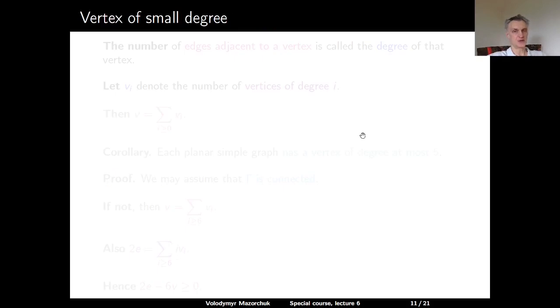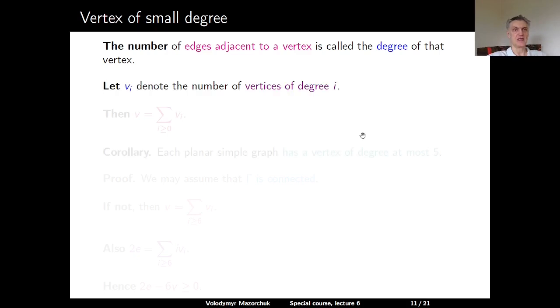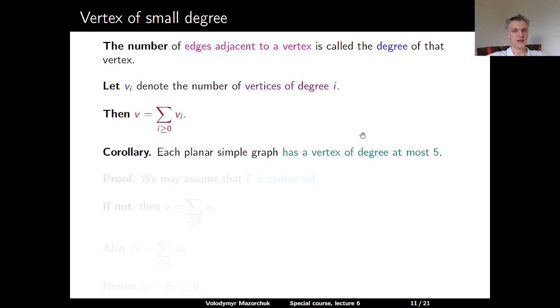Here is another interesting consequence from Euler's formula. It guarantees existence of some vertices of small degree. So the number of edges adjacent to some vertex is called the degree of that vertex. So let Vi denote the number of vertices of degree i. Then of course V is the sum over all i from 0 to infinity of Vi's. Here's another corollary of Euler's formula. Each planar simple graph has a vertex of degree at most 5.